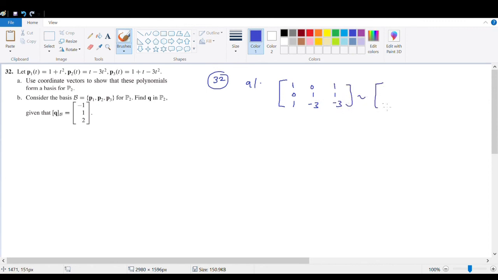If we do row operation for this matrix, we'll get 1, 0, 0, 0, 1, 0, and 1, 1, minus 1. It is clear we have a pivot in each row, so this one spans R3. And the matrix is invertible, so the original 3 column vectors form a basis because they are linearly independent, with a pivot in each column, and span R3 because we have a pivot in each row. So the matrix is invertible.